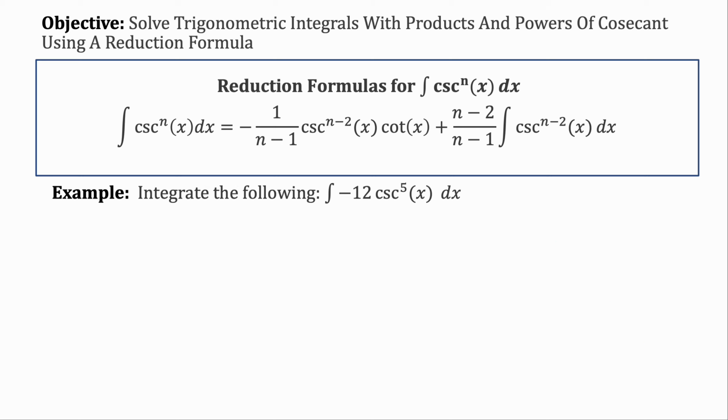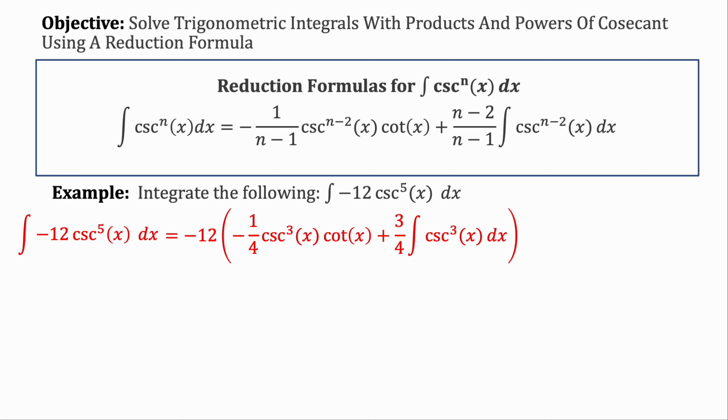Let's try another one. Same thing, I wanted to show you one that had a little bit of a higher power. So this time our n is 5. Now the -12 is just going to come along for the ride, so just stick that out in front. We're going to apply the formula. So every place that we see an n, think about if a 5 was there.